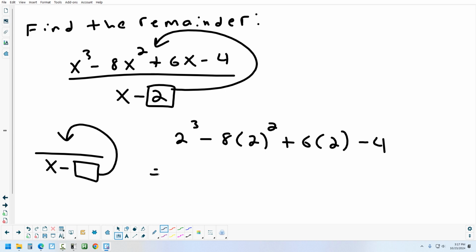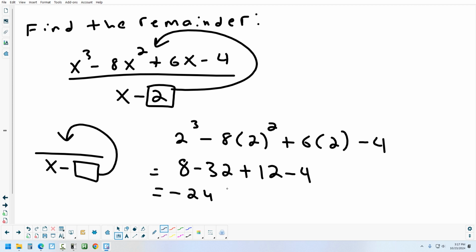What's 2 cubed? 2 cubed would be 8. 2 squared would be 4. 4 times 8 would be 32. 6 times 2 is 12. All right, what's 8 minus 32? Careful, because it's 8 minus 32, so it's going to be negative 24.